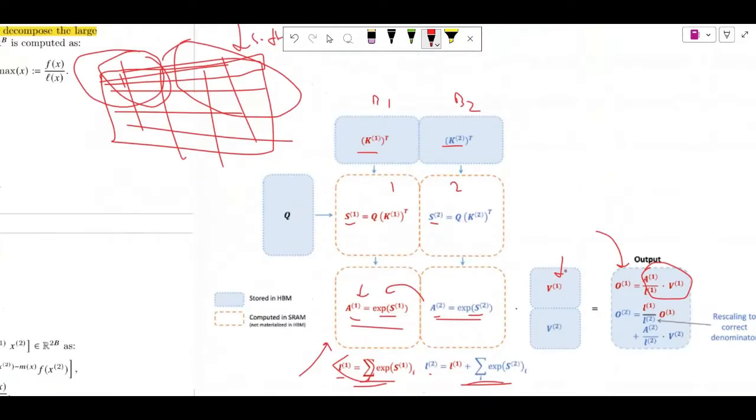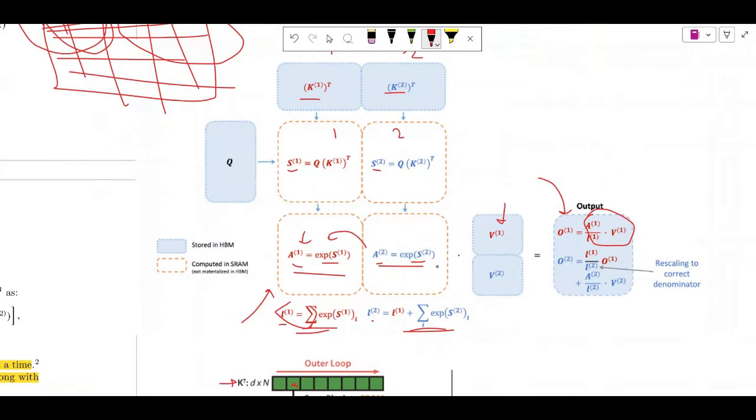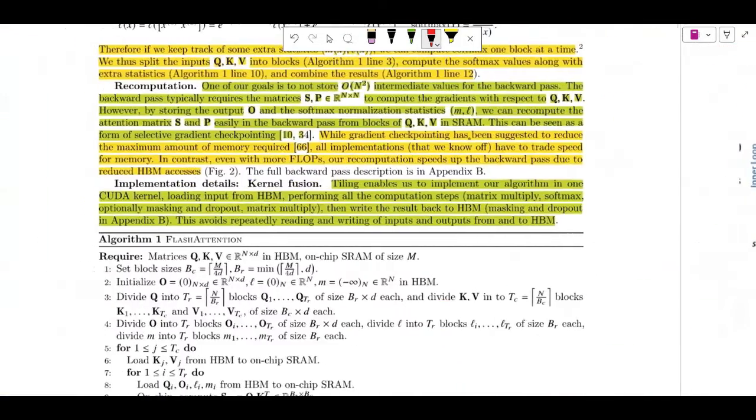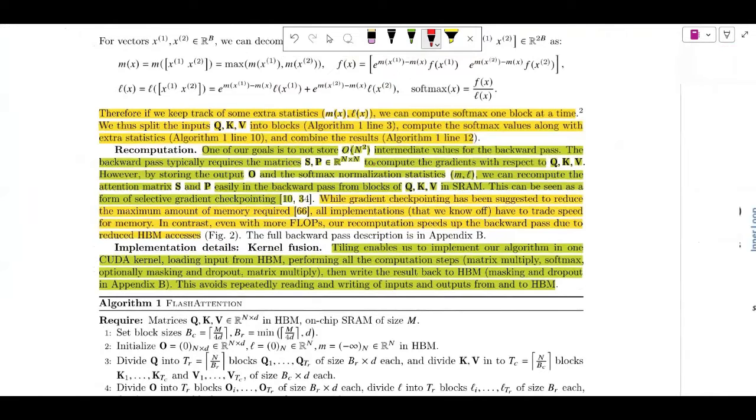So what this says is that to calculate the gradient, you need S, which is n square, which is prohibitively expensive. So one of our goals is not to store the O of n square values for the backward pass. The backward pass typically requires S and P. P is the score, this is the softmax, to compute the gradients. However, what they say is that if you store the output O in the forward pass and some statistics, then you can recompute S and P easily in the backward pass inside the SRAM itself.